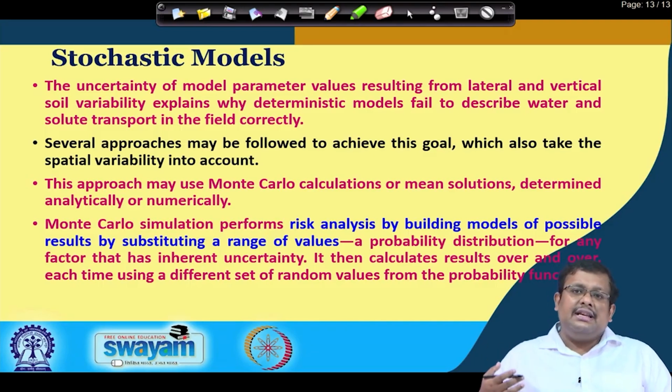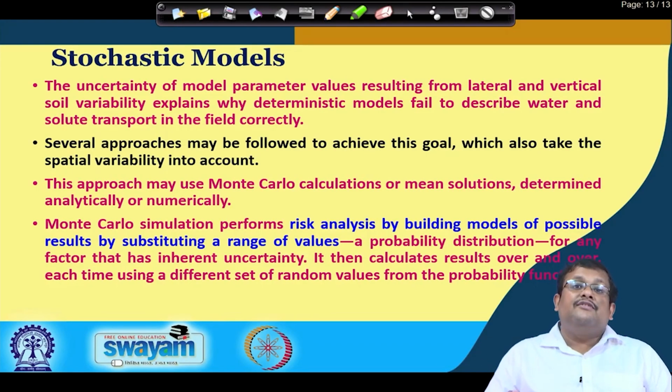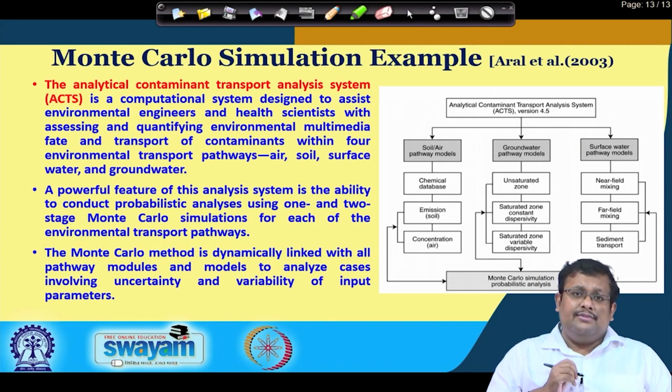Some factors have inherent uncertainty. So, basically you provide the probability distribution and build the models over and over. It calculates the results over and over, each time using a different set of random values from the probability functions. This is called the Monte Carlo simulation.